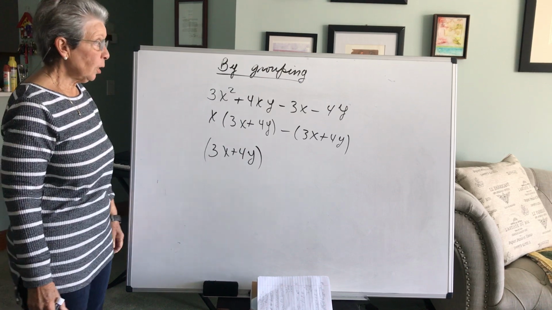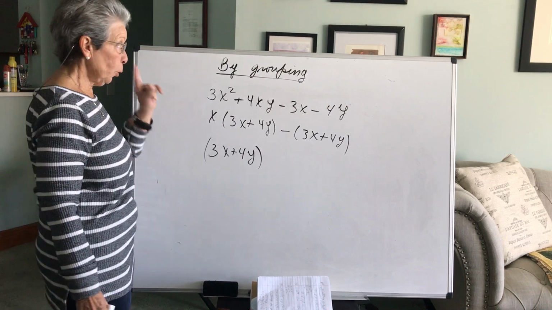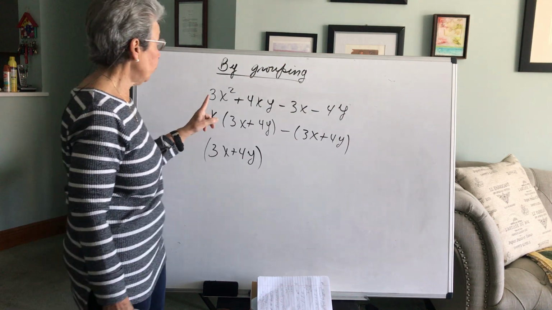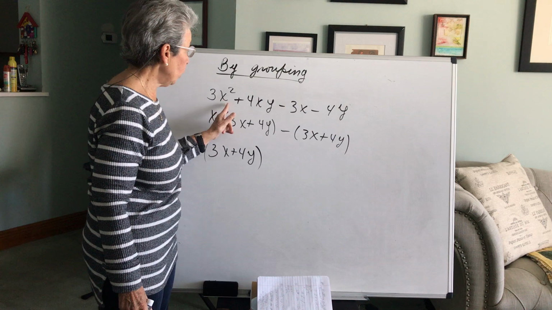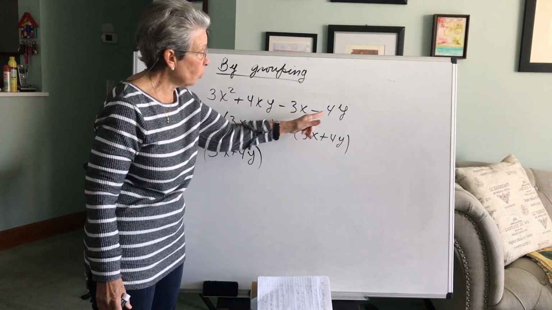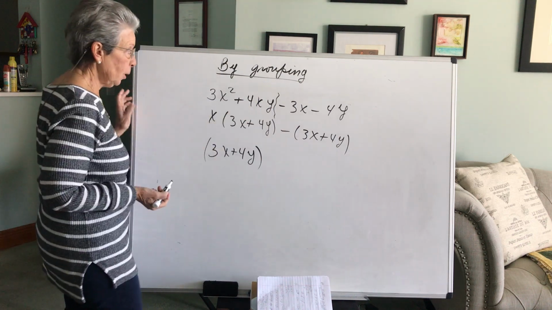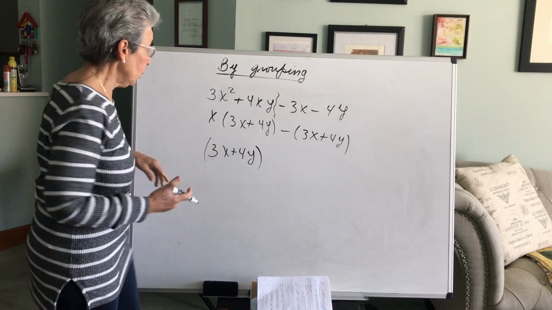Well, let's finish this exercise. I am going to repeat factoring by grouping. The exercise we didn't finish before was this one: 3x squared plus 4xy minus 3x minus 4y. If you are factoring by grouping, you have to cut in the middle, factorize the two first terms.